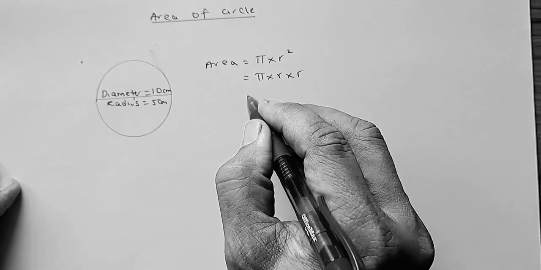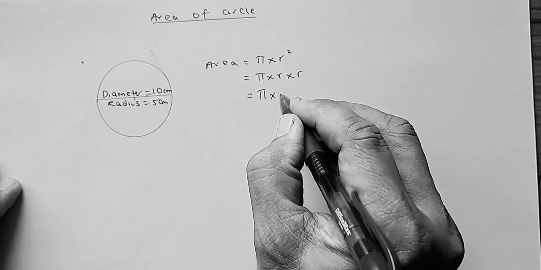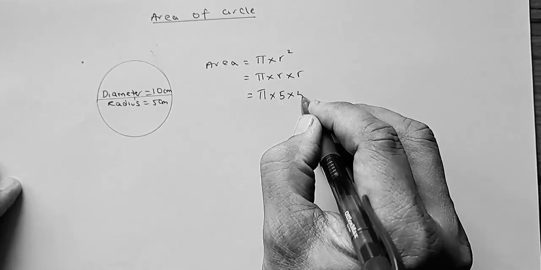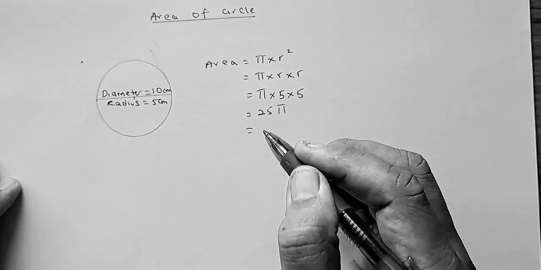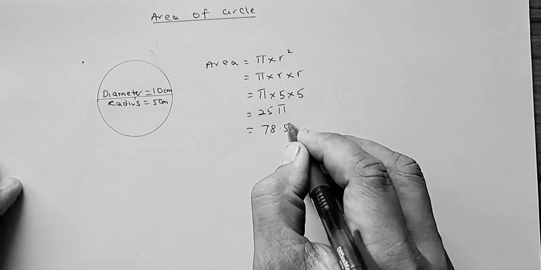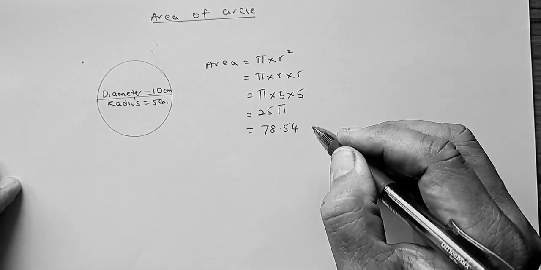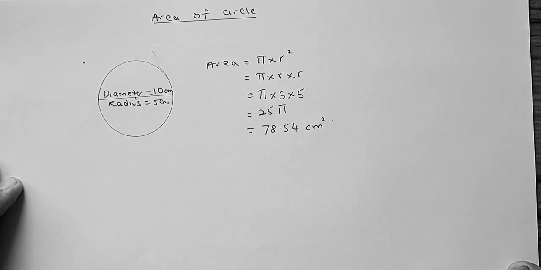So to calculate the area is pi times radius squared. If the radius is 5, you just multiply 5 and 5, and the answer is 25 pi. And if you put it in your calculator, the answer is going to come up with 78.54 centimeters squared. So that is how you calculate the area of regular shapes.